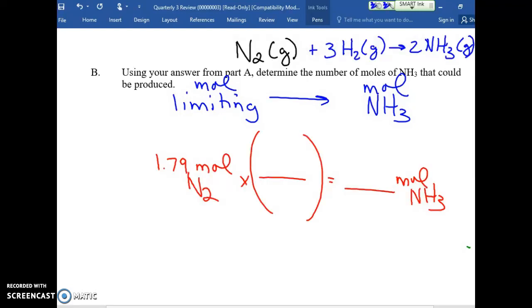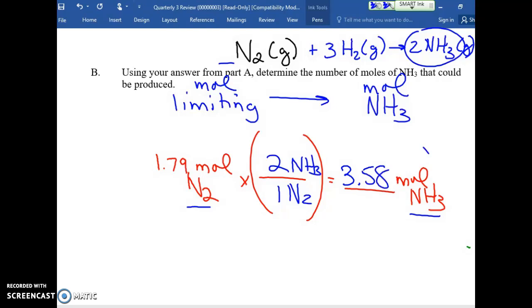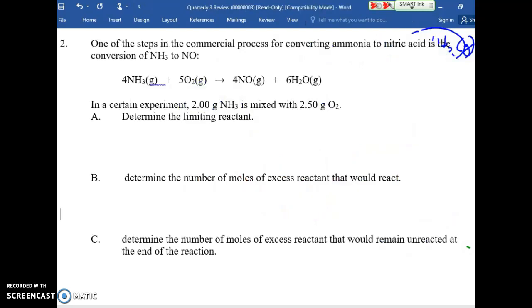I want to find out what is the ratio of N2 to NH3. I've got to go to my formula. I find that there are two NH3s for every one N2. So I'm merely doubling the number of moles of N2. And so I find out that I have 3.58 moles of NH3 that I could maximally produce from 1.79 moles of N2.